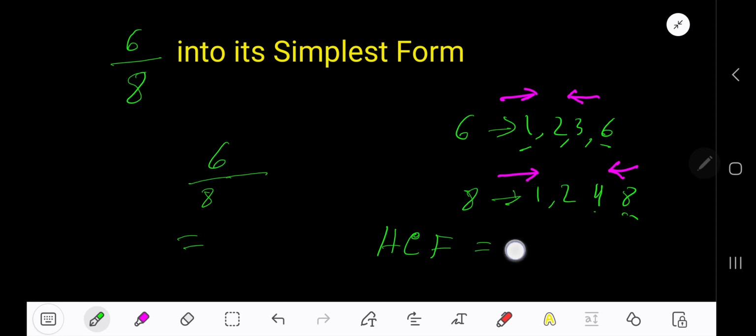Now, highest common factor equals what? The common factors are 1 and 2. The highest common factor between these two numbers is 2.